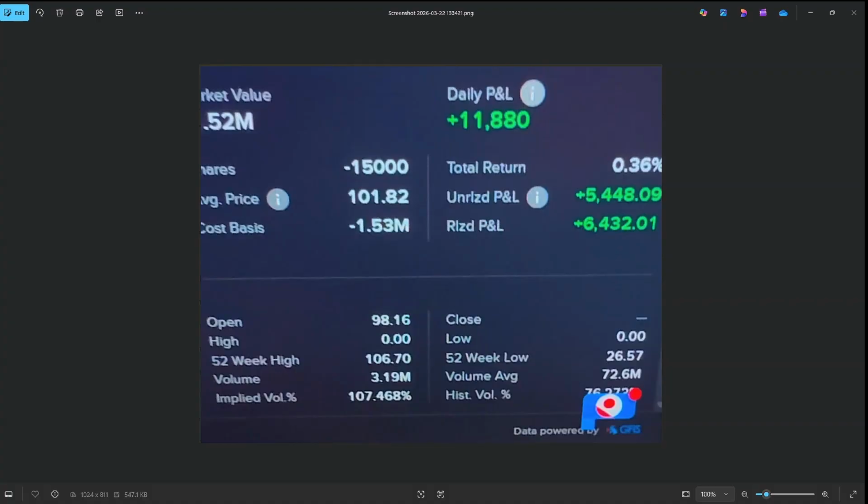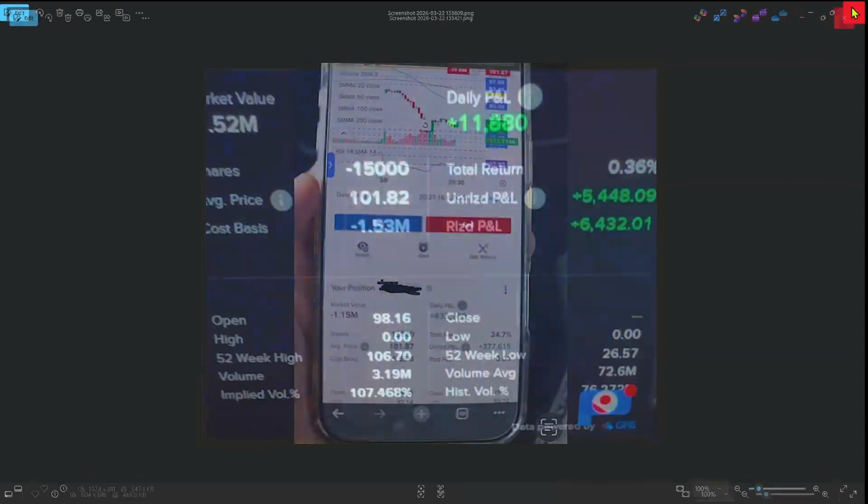So the first day I was in the money about 11 or 12 grand. I had a decision to make. Shall I keep it overnight or shall I close it, cover it? Because I was short SLV, which is an ETF that tracks silver. I kept it overnight, and I remember I was looking at my phone.